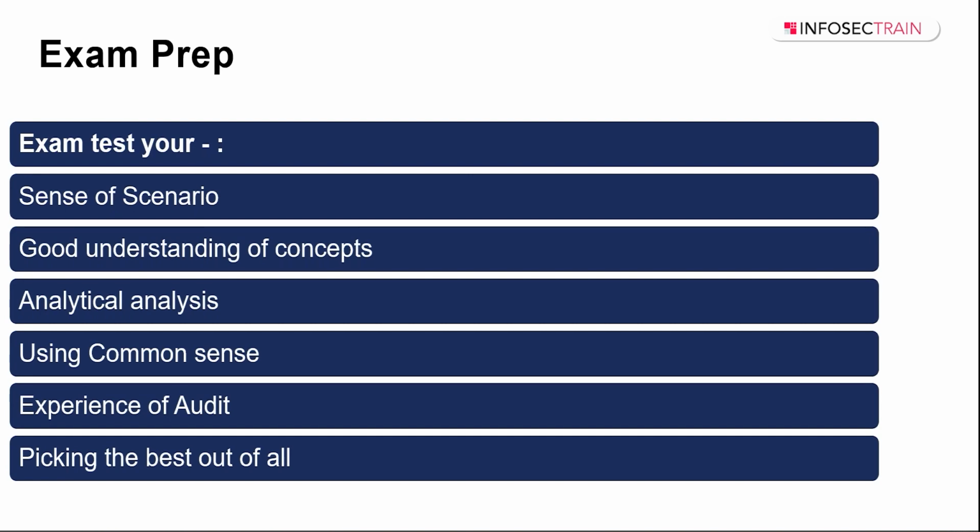Then analytical analysis. Analytical analysis means you will be confused between 2 options, and we need to select the one option which covers the other option. So analytical analysis is required. Is it clear? That's another important thing, because if you have a good understanding of analytical analysis, you are able to understand the things.